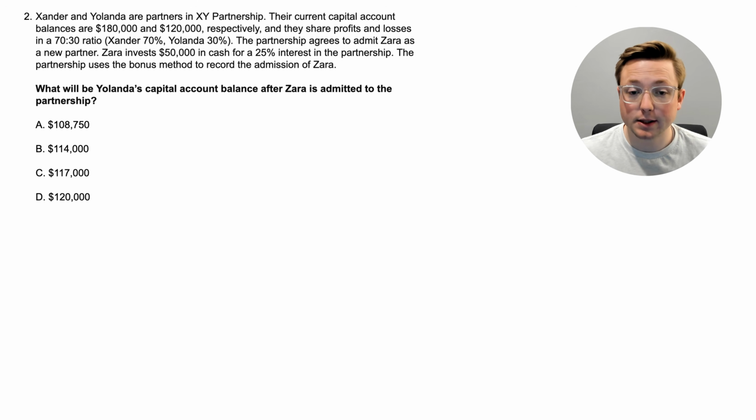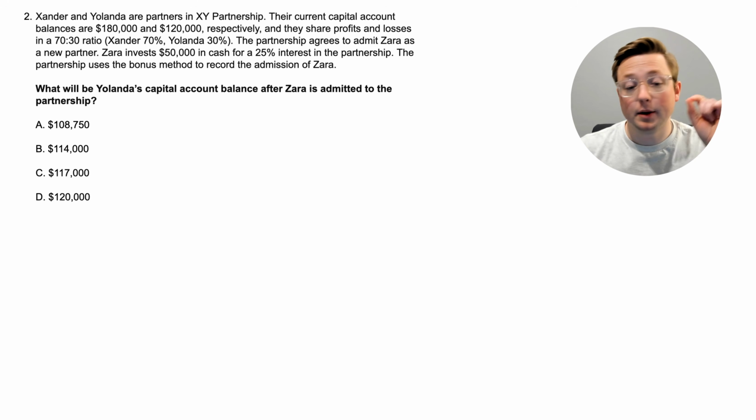The partnership uses the bonus method to record the admission of Zara. So with all that information, again, we're using the bonus method. We haven't talked about that yet. She's being admitted to the partnership. How does all this affect Yolanda's capital account balance? If you have no idea how to do this, that's okay. Again, we are using these questions to learn how to do this. But if you have any idea or if you've dealt with something like this before, take this moment to pause the video and practice it on your own. And when you're ready, come back. We will look at the answer together.